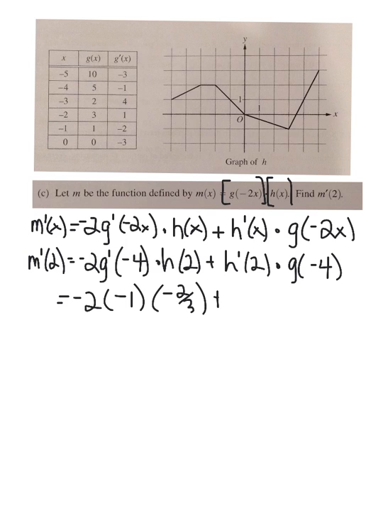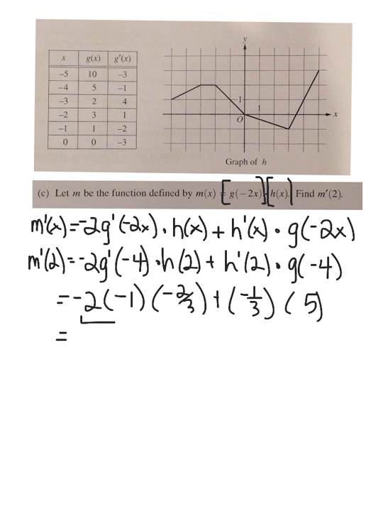Plus h prime of 2. Well, we had h prime of 2 in part B, but remember how we find h prime? If we have the graph of h, what do we look for? We just look for the slope at 2, and that slope is -1/3. G of -4, you can look at that in the chart, and what is that? That's 5, right?